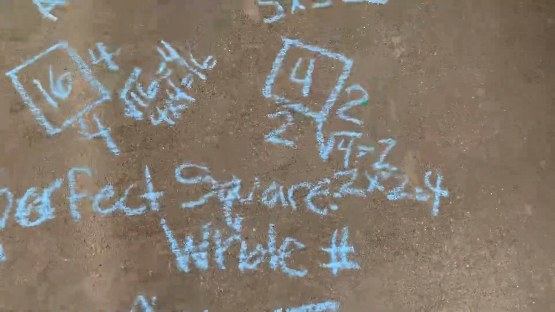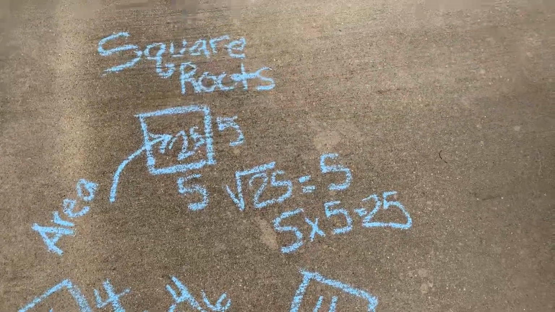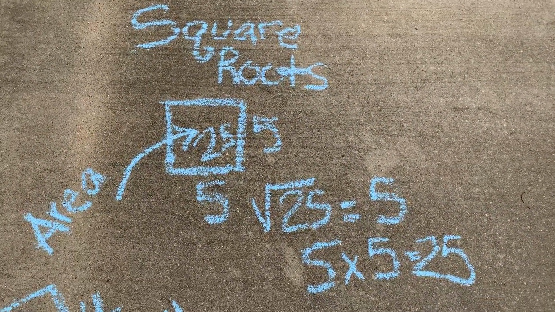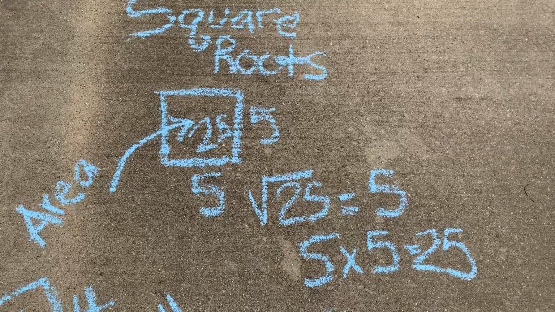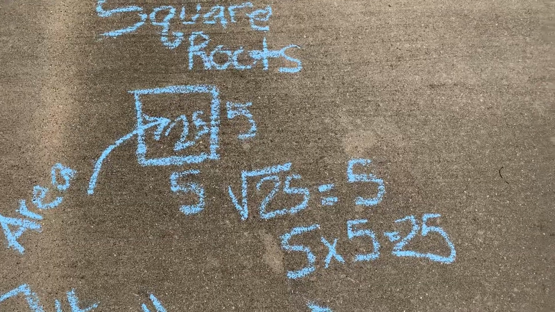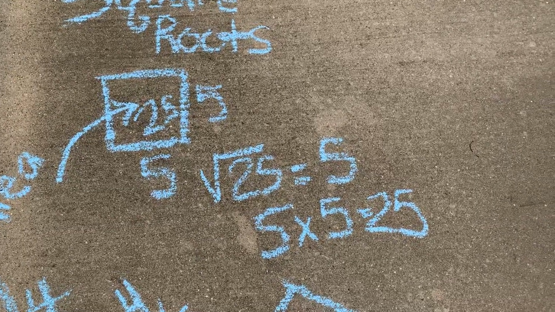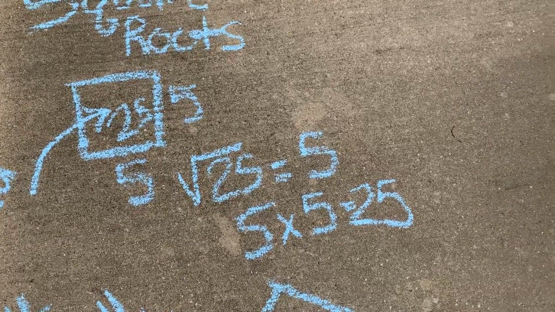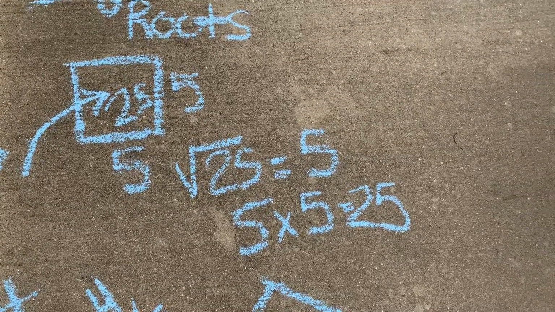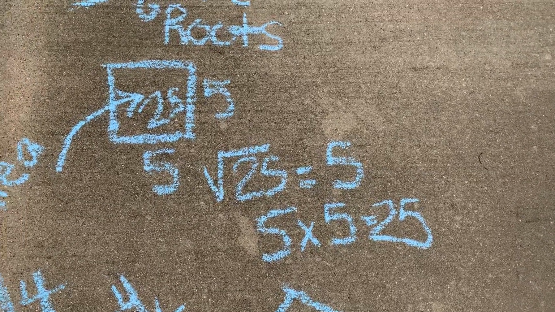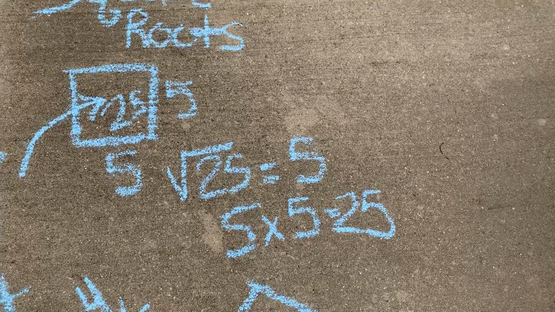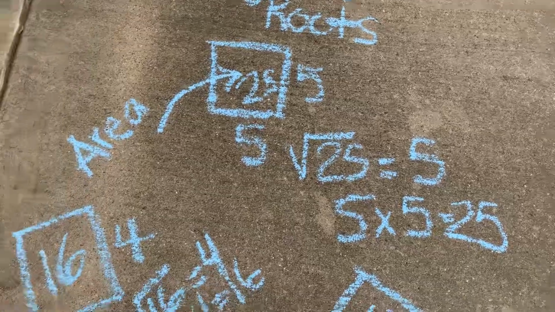So again, with square roots, you talk about the area of a square. The area of a square is the side times the side. So 5 times 5 is 25. So basically, you're taking the square root of 25, which equals 5. It's always one number times itself that equals what's in the square root. So if you take the square root, it's whatever number times itself equals the number that's under the square root.